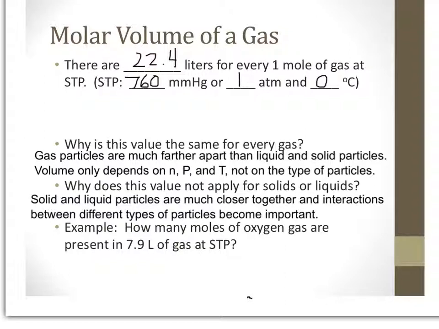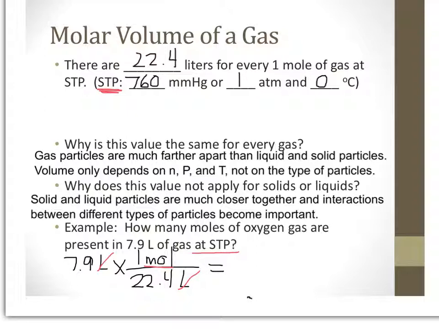So in this example, we know that we have 7.9 liters of oxygen gas, although it really doesn't make a difference what it is as long as it's a gas. There's another key thing here to note, it says that it's at STP. Again, this only applies for STP. We know there are 7.9 liters of gas, and our conversion factor says that for every 22.4 liters, there's 1 mole of gas. So we put the liters in the bottom so that liters cancel out, and we're left with units of moles.